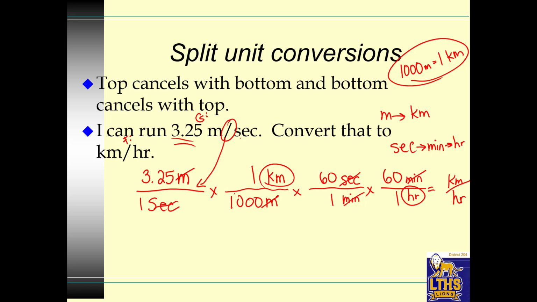It's going to be 3.25 divided by 1,000, because that's what this fraction bar means, divide by. Times 60 over 1, so it's times 60. So I find out that I'm actually running 11.7 kilometers per hour. Pretty good. Yeah, me. All right. I don't know how long I can maintain that, but anyway.